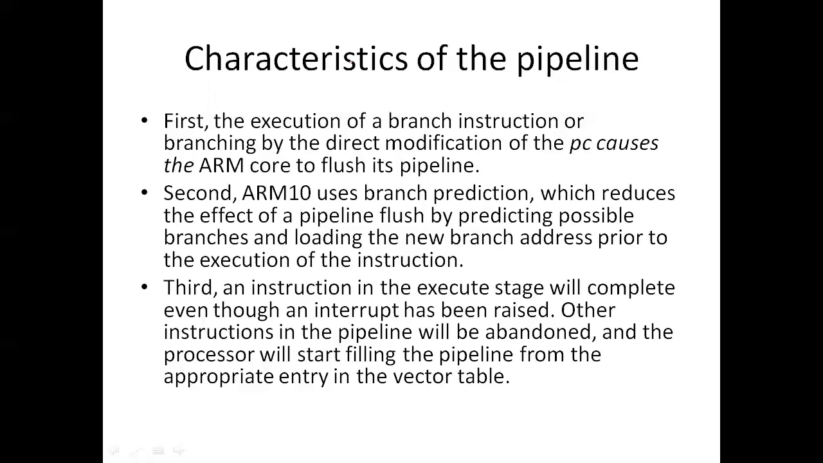Some points you have to remember with the pipeline is that the pipeline needs to be flushed when there is a branch instruction or an interrupt. So in order to avoid these pipeline flushes, in ARM10 they have included a branch prediction mechanism, to reduce the effect of pipeline flushes.